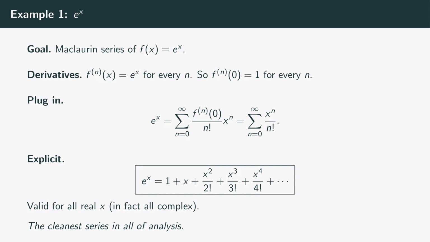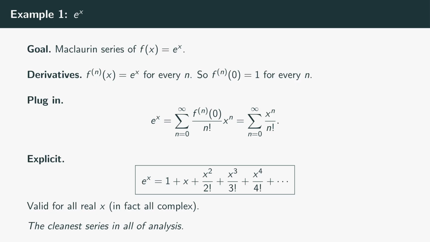First example, the cleanest possible. Find the Maclaurin series of e to the x. Compute the derivatives, f of x equals e to the x, f prime of x equals e to the x, f double prime of x equals e to the x. By induction, the nth derivative of f of x equals e to the x for every n. The exponential is its own derivative, the property that defines it. Evaluate at 0. The nth derivative of f at 0 equals e to the 0, which is 1. Every single derivative at 0 equals 1. The coefficients, the nth derivative of f at 0 over n factorial, are just 1 over n factorial.